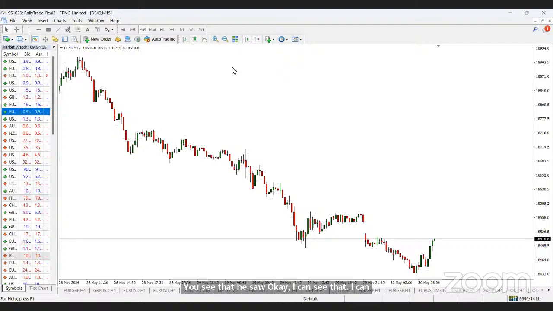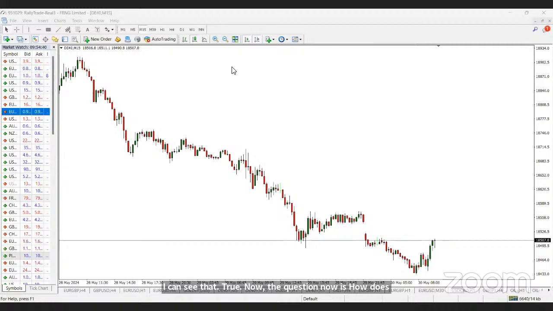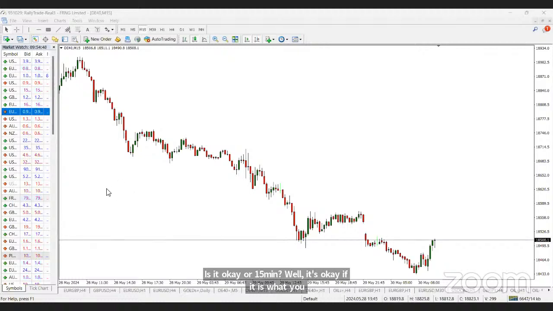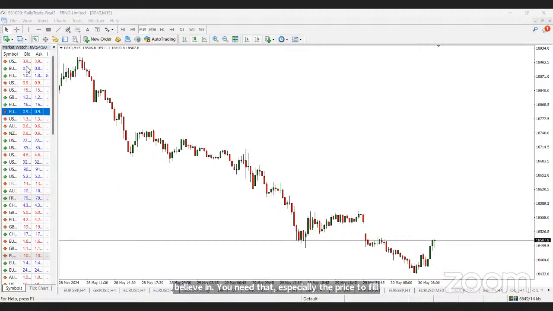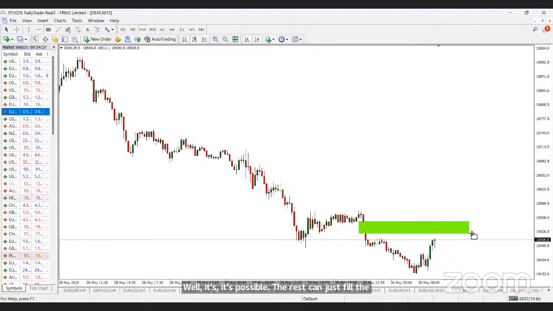I can see a gap. True. Now, the question is, has a gap, and I place a buy stop before the gap. Is it okay on 15 minutes? Well, it's okay if it is what you believe in. It means that you are expecting the price to fill the gap, right? Well, it's possible. The price can just fill the gap, and of course, you'll be in money. So I think the demand is looking at filling this gap, which is possible.